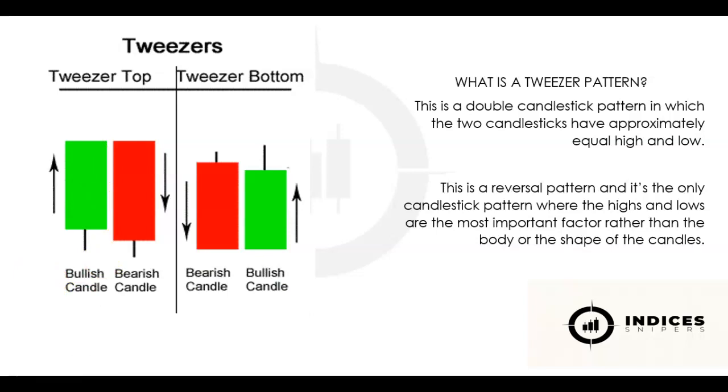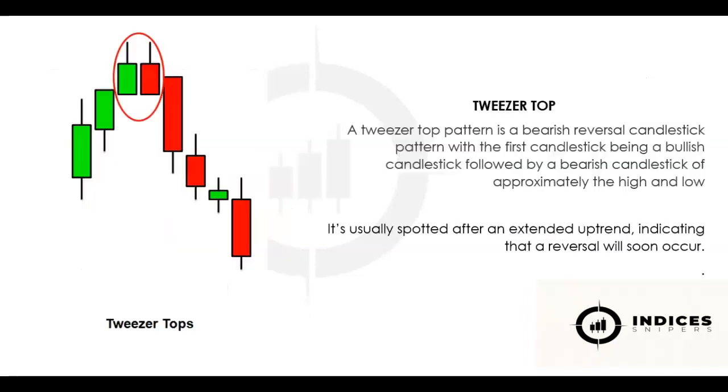It forms at the end of a trend, so it's usually an indication that that trend has come to an end, or that trend is about to change. That's what it usually indicates. So you want to look out for these patterns, and once you see it, it's an indication that the particular trend is about to change or is potentially coming to an end. Now there are two types of this pattern. We have the tweezer bottom and the tweezer top. Let's go into that.